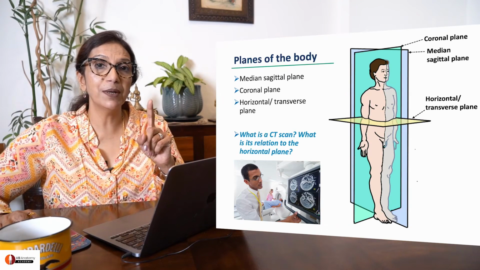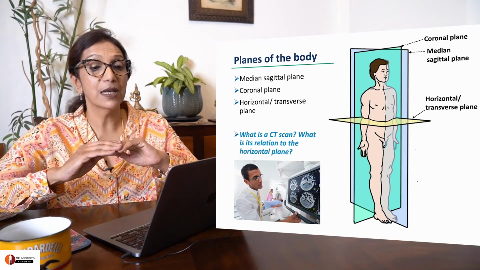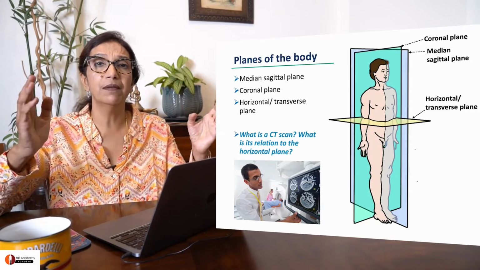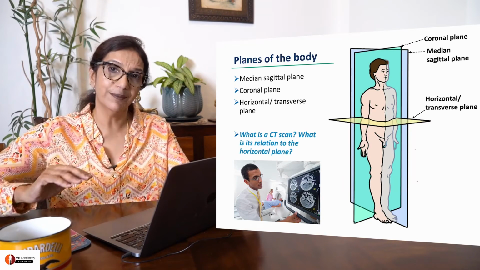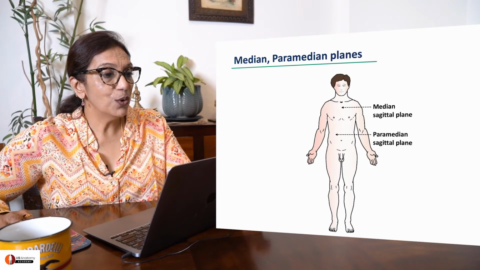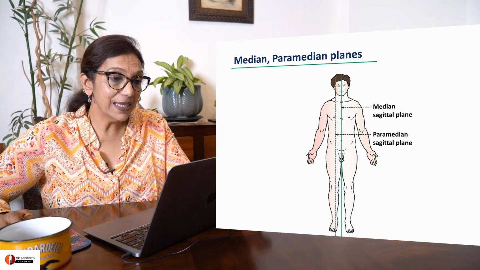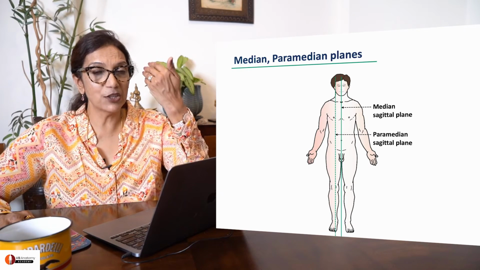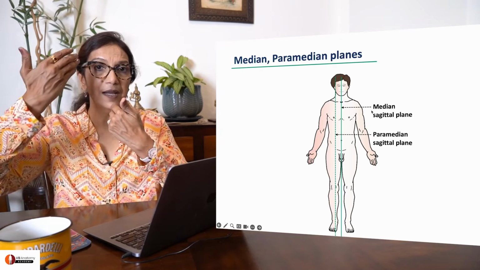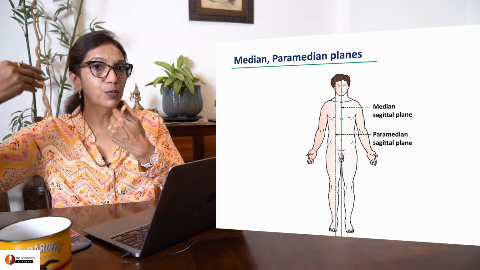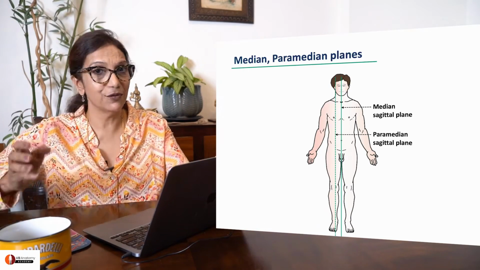Which planes do you have to remember? Median sagittal plane, coronal plane, and horizontal planes. Horizontal are multiple. There are hundreds of horizontal planes, one below the other, one below the other, one below the other. So, what's a median plane? This one. What's a paramedian plane? Any paramedian plane is a sagittal plane drawn parallel to the median sagittal plane. Median sagittal, paramedian 1, paramedian 2, paramedian 3, parallel to the median sagittal plane on either side of it.